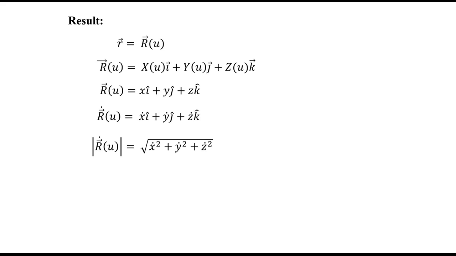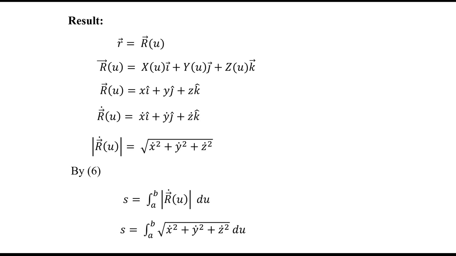So mod r dot of u equals the square root of x dot squared plus y dot squared plus z dot squared. Therefore the arc length may be written as S equals the integral from a to b of the square root of x dot squared plus y dot squared plus z dot squared du. This is the required equation for finding the length of the arc of a curve between any two points.